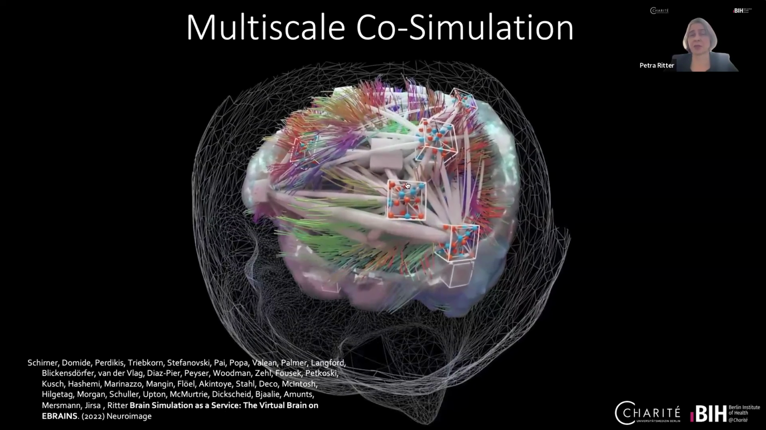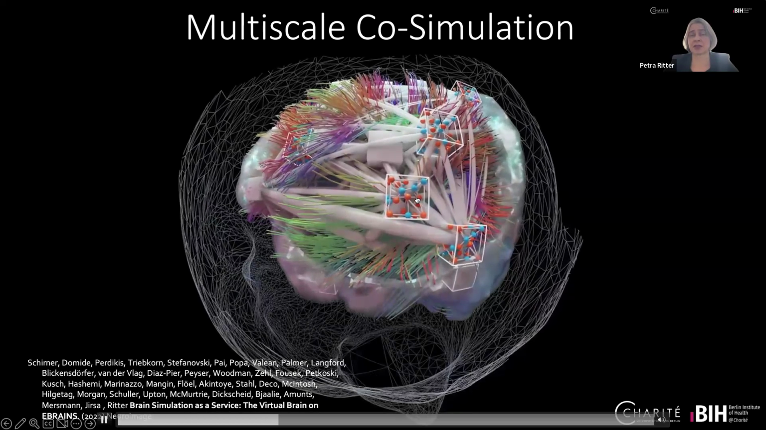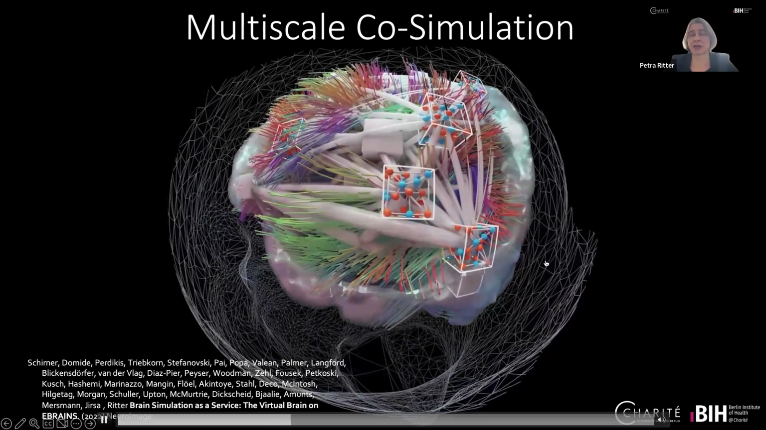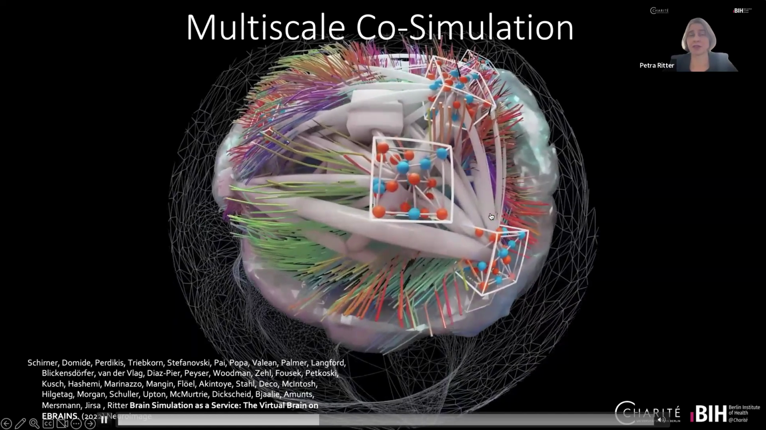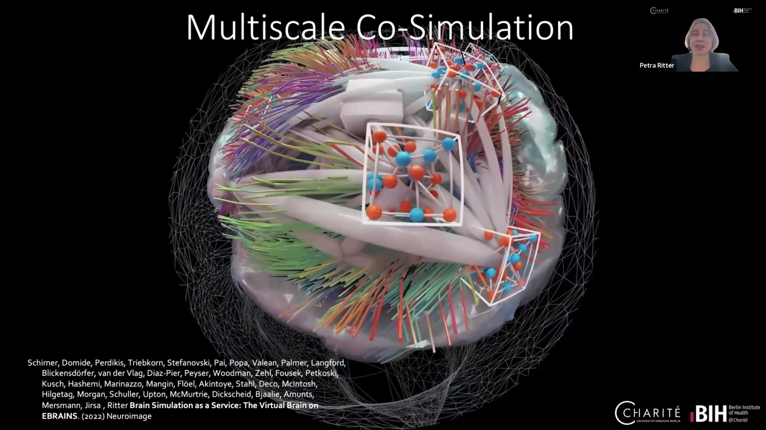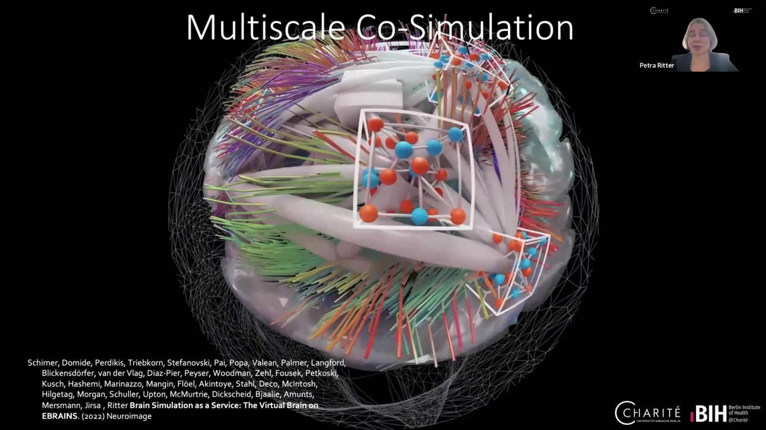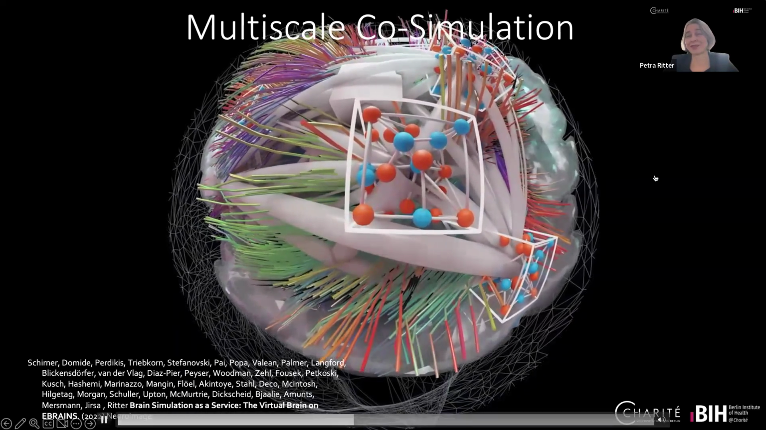So these little balls here are inhibitory and excitatory neurons that are embedded in a full brain model. And this is, by the way, my own brain. This is a reconstruction of my own brain and the multi-scale model of my brain.